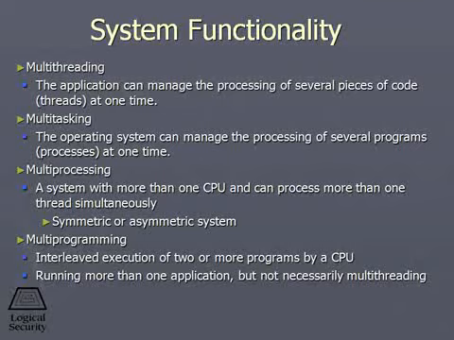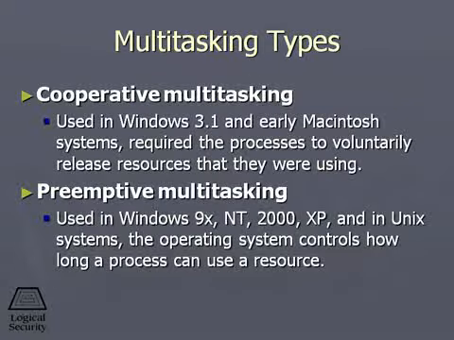The fourth definition we see on this screen is multiprogramming. This implies the interleaved execution of multiple programs on the operating system. This is referred to as cooperative multitasking, which we're going to take a closer look at next. Here we're looking at the difference between cooperative multitasking versus preemptive multitasking.